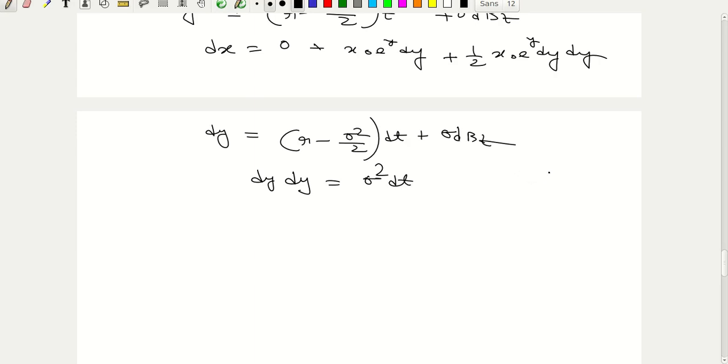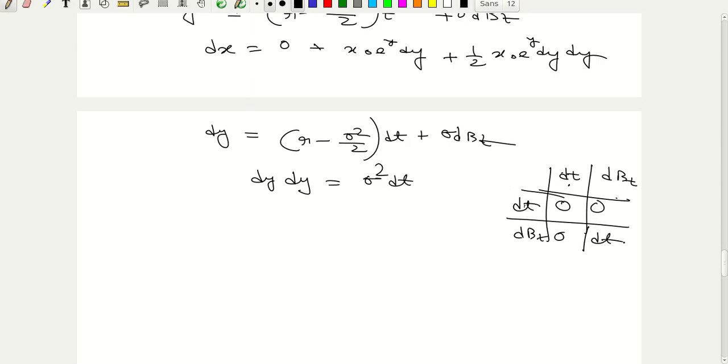So this is the dt and dBt multiplication rule. If you multiply dt with dt, you will get 0. If you multiply dt with dBt, you will get 0. If you multiply dBt with dt, 0. But if you multiply dBt and dBt, you will get dt. So using this identity, we get dy dy equal to sigma square into dt. This is one identity you need to remember. You can also prove that.